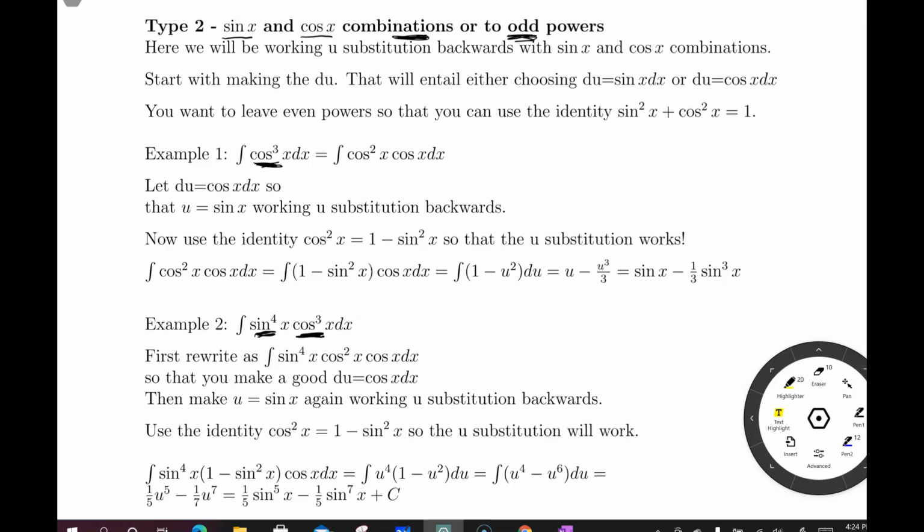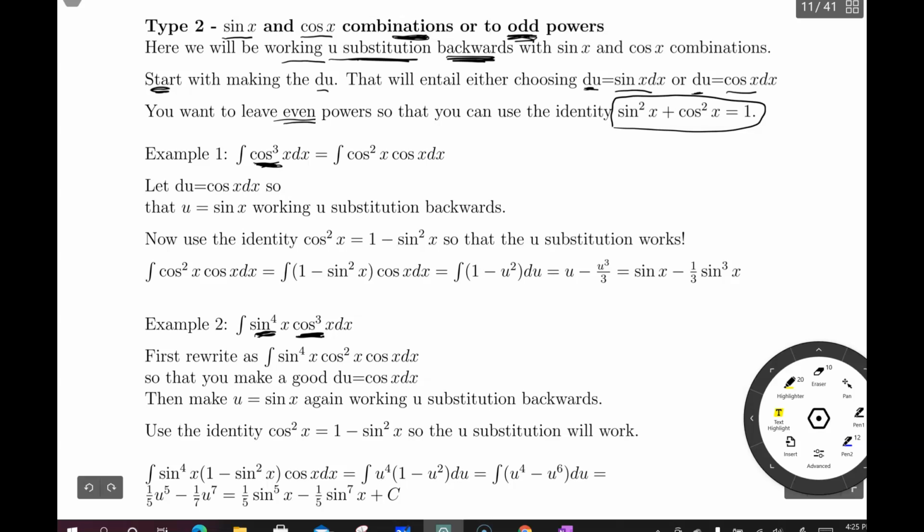Very different technique. So what we're going to do is work u substitution backwards. You are very familiar with u substitution, so we're actually working it backwards. That means you're starting with the du. So you're going to start with either du as sine of x, or du as cosine of x, not with the u. When you're choosing which to make your du, you're going to leave even powers and you're going to use this identity: sine squared plus cosine squared is 1.